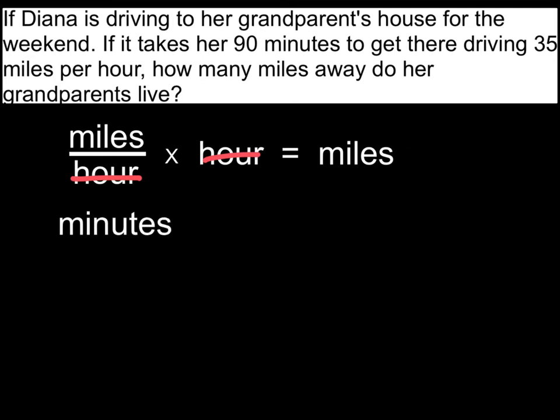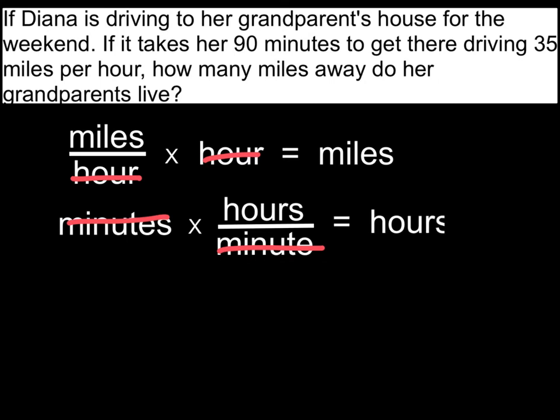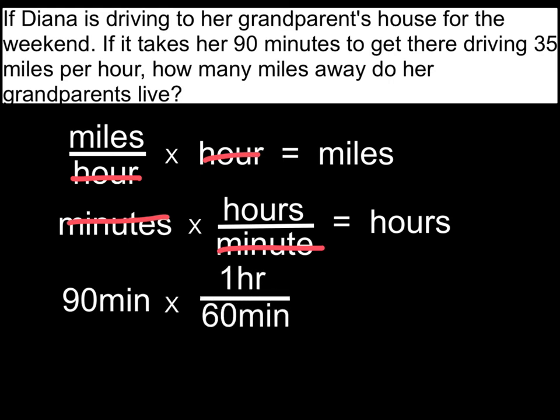Well, according to the units, it looks like if we were to multiply minutes by the number of hours per minute, then that would give us units of just hours. Since we know there are 60 minutes for every hour, we can take the 90 minutes that it took Diana to drive to her grandparents' house and multiply that by 1 hour per 60 minutes. When we do this, it gives us an answer of 1.5 hours.